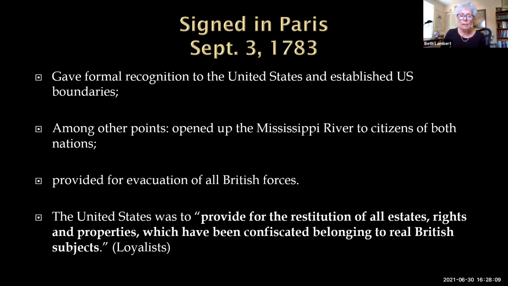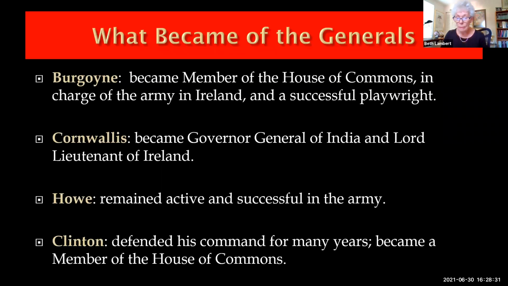The Peace of Paris gave formal recognition to the United States, opened up the Mississippi River to citizens of all nations, provided for the evacuation of British forces, and the United States was to provide for the restitution of all estates and properties belonging to loyalists.